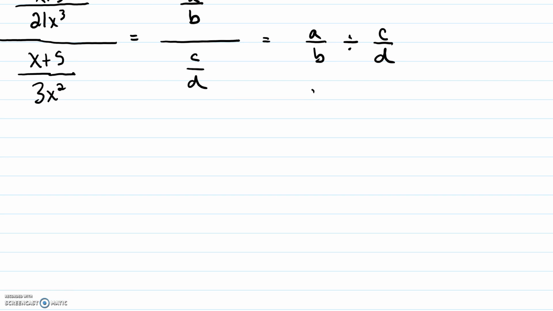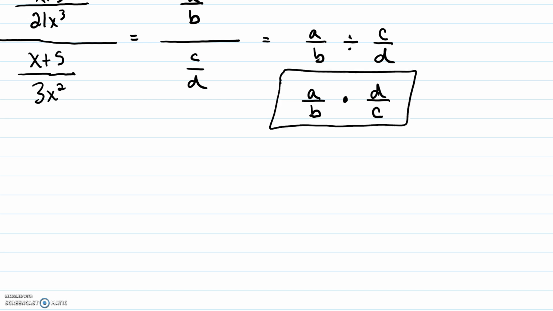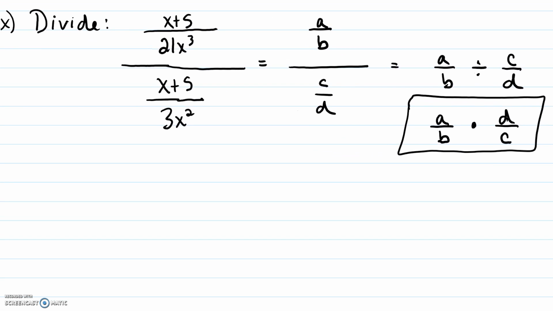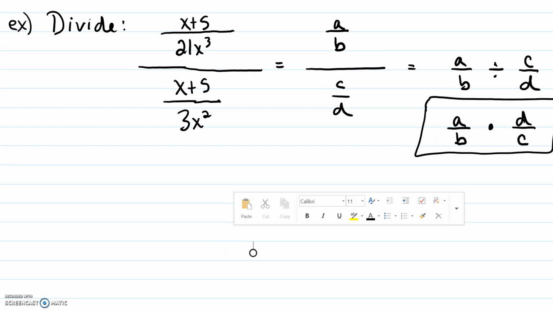So to divide fractions, you leave your first term as is, change your division to multiplication, and then flip that second term. That's its reciprocal. Okay. So we're going to do that here. So let's go back to our problem. We need to go ahead and rewrite it and then change it to our multiplication and flip our second term.